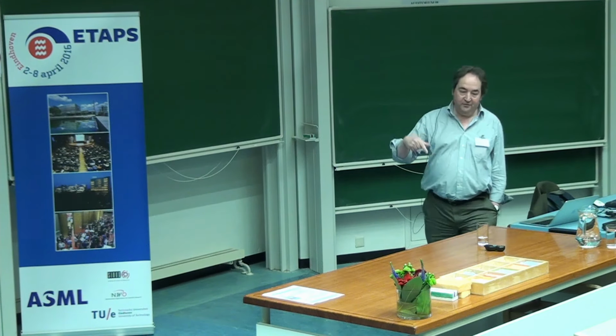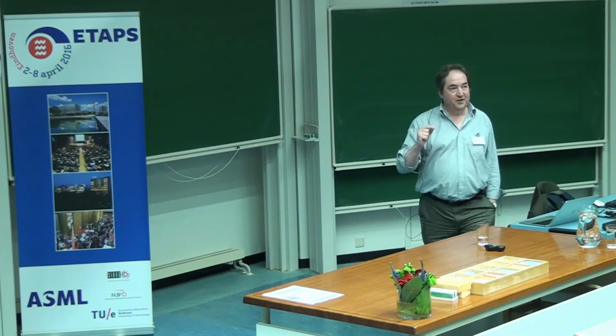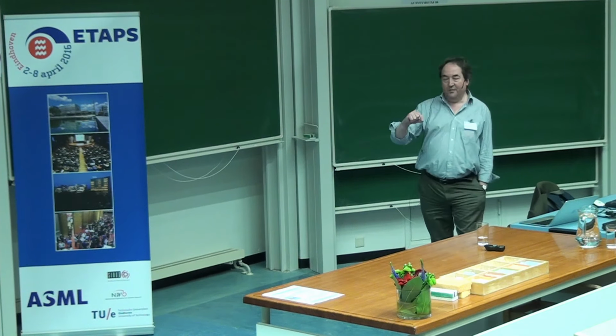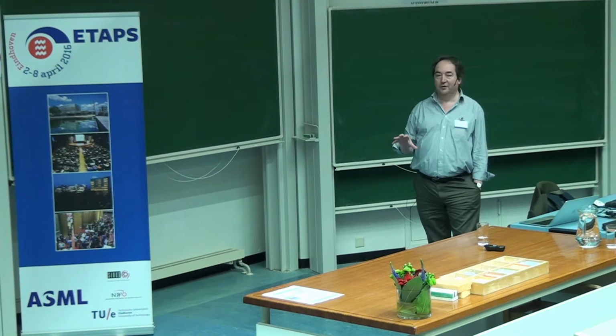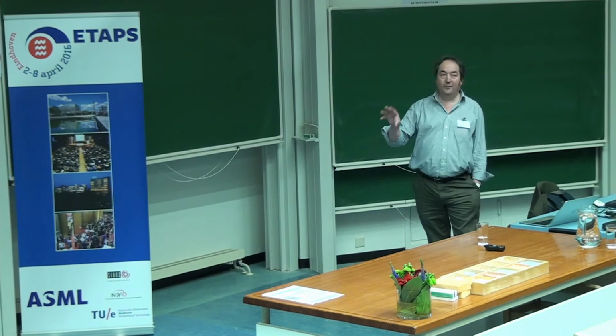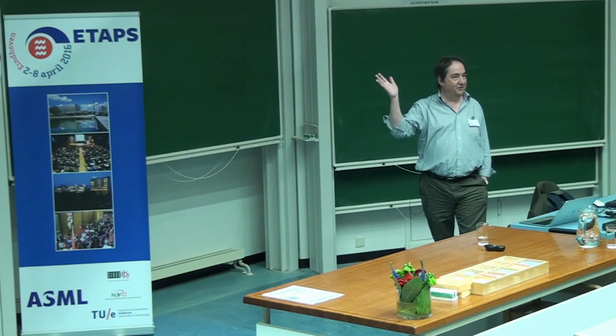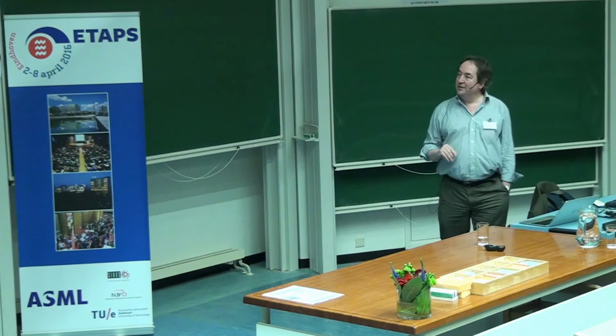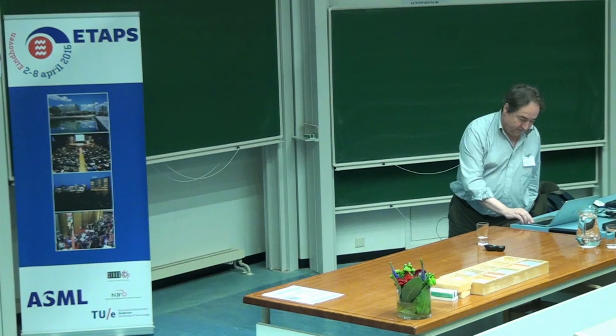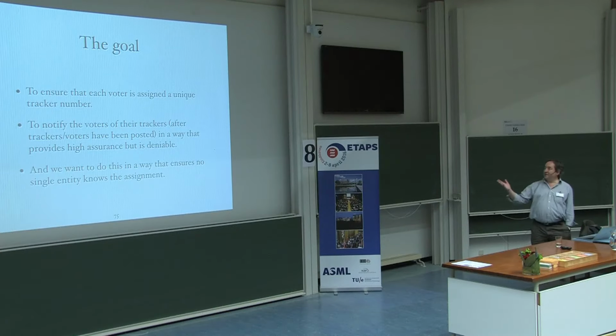So how about we notify voters of their tracker numbers after votes have been cast and put on the web bulletin board, and now if you've been coerced, you have an opportunity to look up an alternative tracker number that points to the coercer's vote. Right? So quite a simple thought. So that's basically the idea.